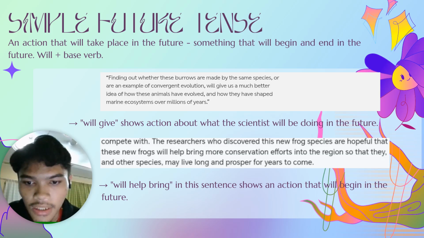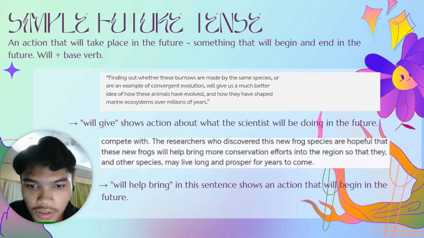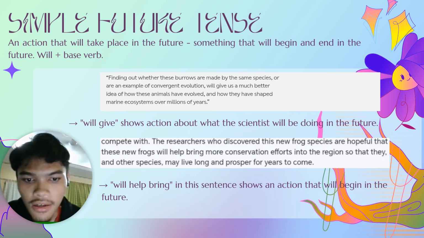Now, for the second example, the researchers who discovered this new frog species are hopeful that these new frogs will help bring more conservation efforts into the region so that they and the other species may live long and prosper for years to come. Now, will followed by a base verb, which is help and bring, in the sentence shows an action that will begin in the future.